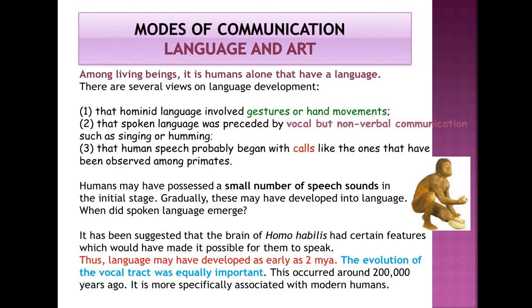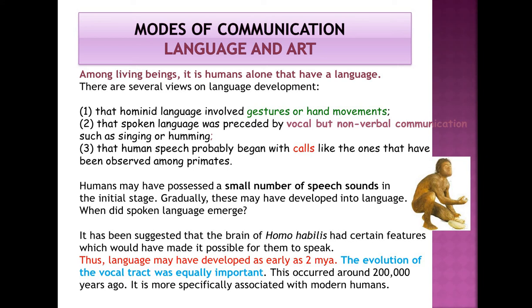And then modes of communication, language and art. Very important part. Among living beings, it is humans alone that have a language. Of course, animals also have, but human language is more complex. And there are several views on language development, how it happened, or what the first form of language was. The first point: hominid language involved gestures or hand movements. Hominid is the one which came from hominoid. So that involved only gestures, that is, just movement with hands and limbs.